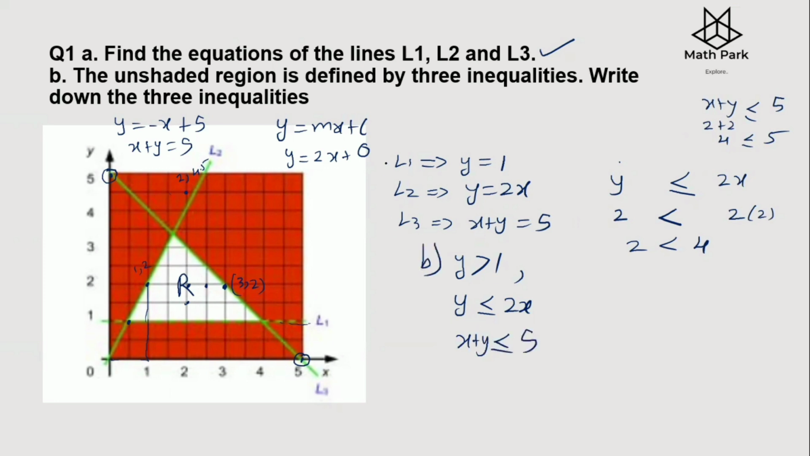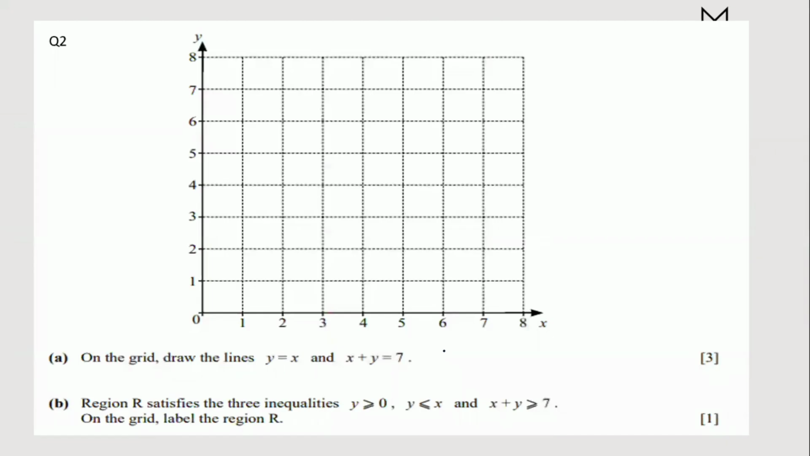So this is our B part and this was our A part. We have done with the question number 1. Moving to question number 2, this is the question from the sample paper for 2025. So children, this type of questions you will be expecting further in the boards. So on the grid, draw the line y is equal to x.